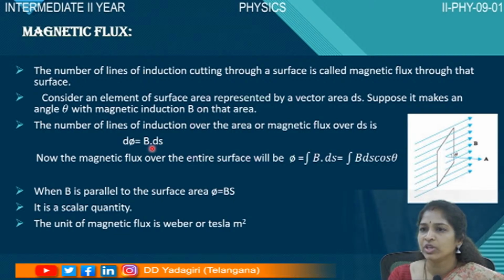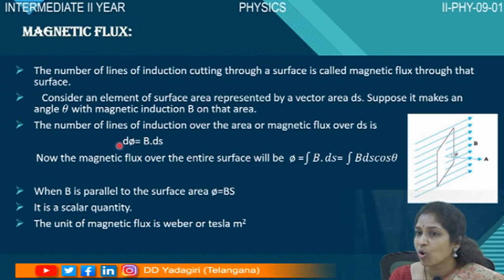If we remove this dot, we get the cosine of the angle. So you will get B dS cos theta. Theta is not the angle between B and S; it is the angle between B and the normal drawn to the area. So now we know the magnetic flux due to the small area element, that is d phi, which equals B dot dS.